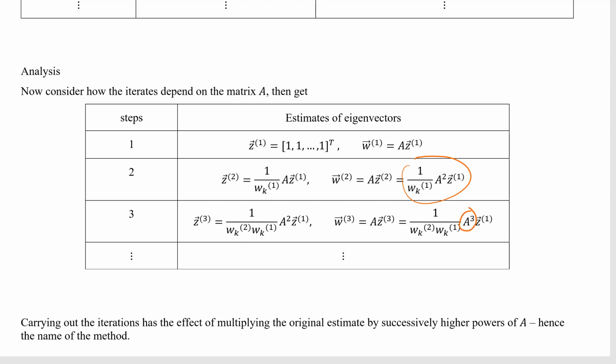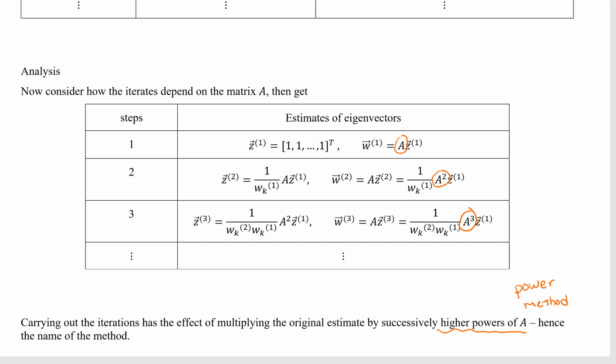So now you can see this. Here we have A cube, and here we have A squared. Here we have A. So carrying out the iterations has the effect of multiplying the original estimates by successively higher powers of A. That's why we get the name of the power method, because of the higher powers of A.